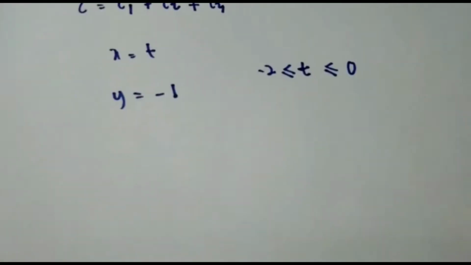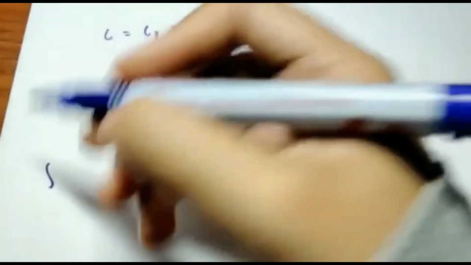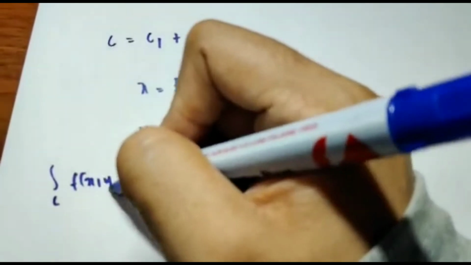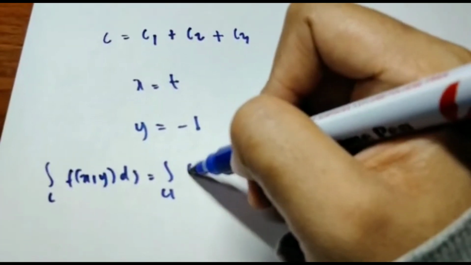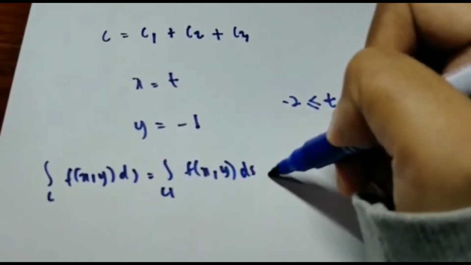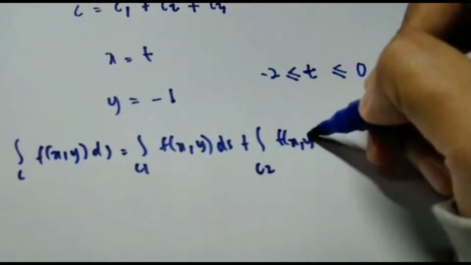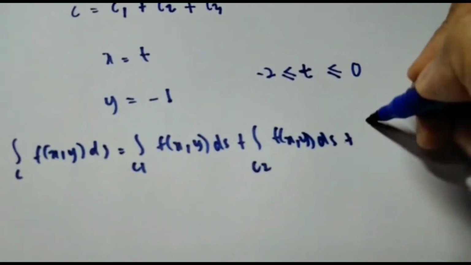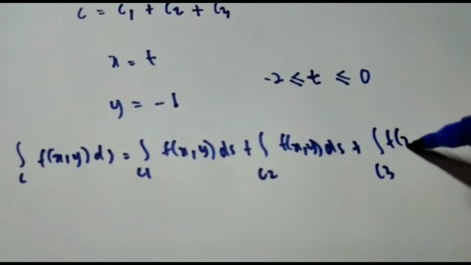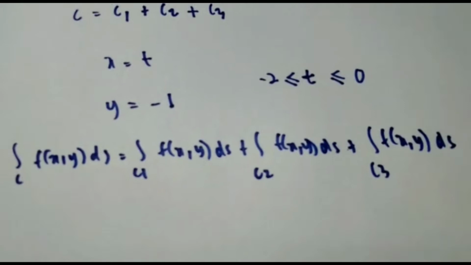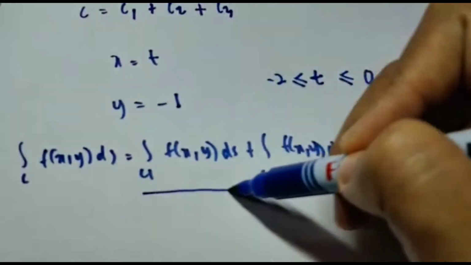From this parameterization, I will show you the formula. The integral over C of f(x, y) ds equals the integral over C1 of f(x, y) ds plus the integral over C2 plus the integral over C3 of f(x, y) ds.